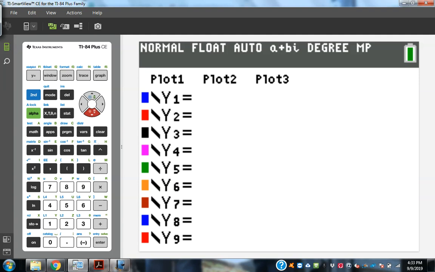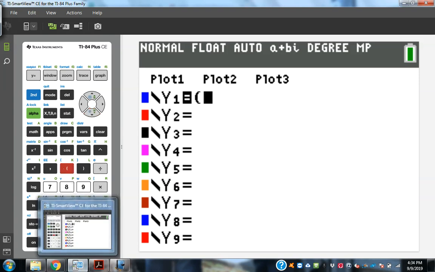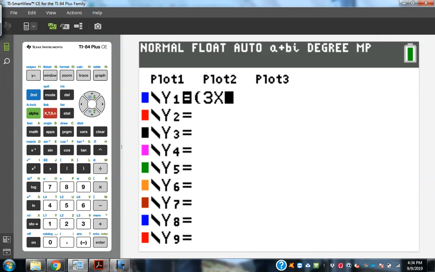Okay? So what we're going to do is graph each part as one of the Y equals. So we've got 3 parts. So we're going to use Y1, Y2, and Y3. Okay, so part 1, or the first part, was 3x plus 2 when x is less than -2. So the way you can do piecewise is use parentheses. Parentheses, and then type in the first equation, 3x plus 2. Close the parentheses.